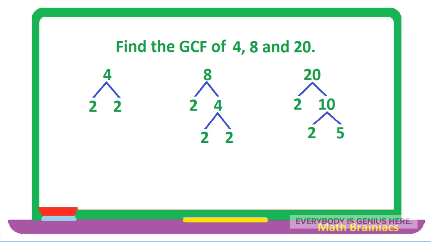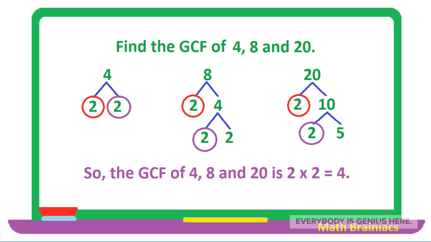Once we arrive at the prime factors of the numbers required, let us now look for the common factors. You can see that 2 is a common factor of the three numbers. There is still another 2 on the three numbers that is common. So the GCF of 4, 8, and 20 is 2 times 2, which is 4. Accordingly, the greatest common factor of 4, 8, and 20 is 4.